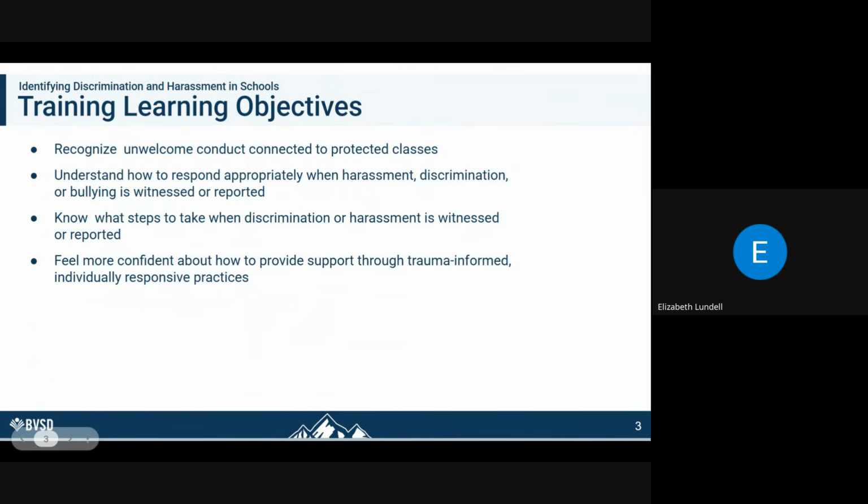Our learning objectives today are to recognize unwelcome conduct connected to protected classes, understand how BVSD employees are expected to respond to incidents of harassment, discrimination, or bullying, know appropriate steps to take after an incident has occurred, and feel confident about how to support impacted students.